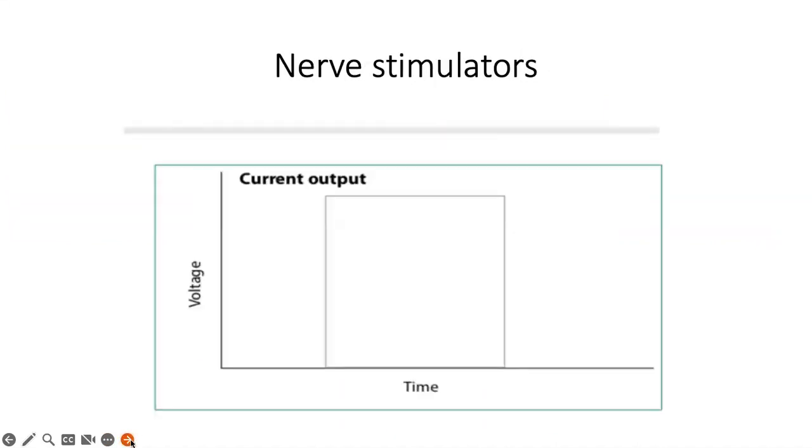How do they work? These nerve stimulators administer a certain current, and they need to have a constant voltage. Why is that? Because you don't want changes. If there are changes in the voltage over that particular time, then it will affect your interpretation of the stimulation. What we are mainly able to dial up on the nerve stimulator is the current output.